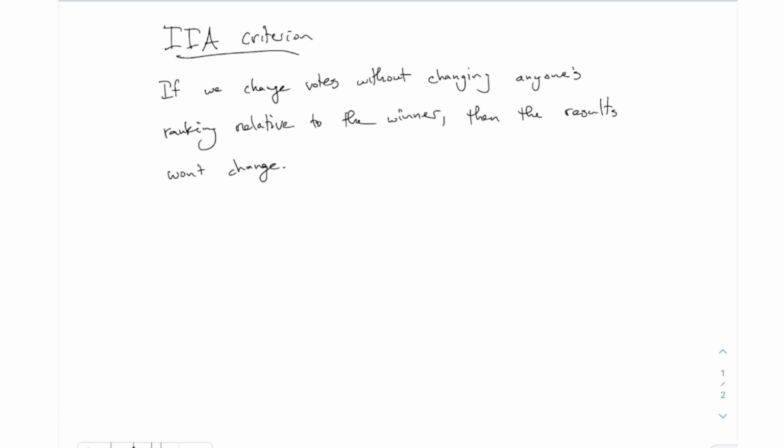The IIA criterion, the independence from irrelevant alternatives criterion. It says that if you were to change around some of the votes without changing anyone's ranking relative to the winner, then the results won't change. For example, let's say B was the winner, and if I had somebody voting something like A, B, D, C, and I change it instead to A, B, C, D, right?